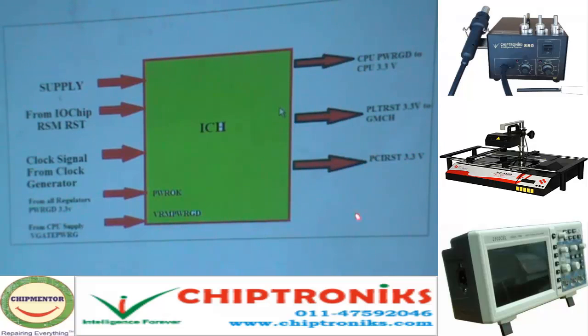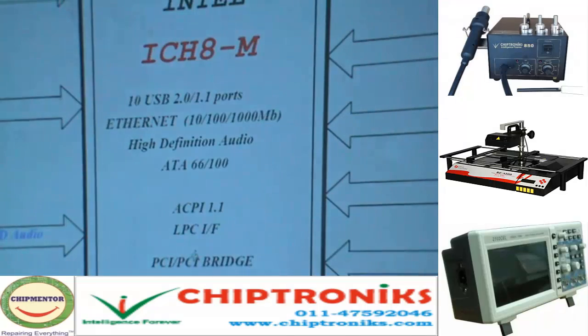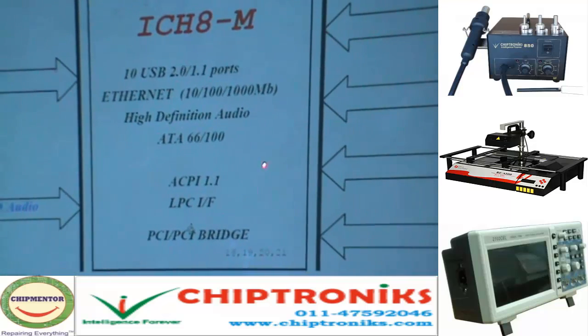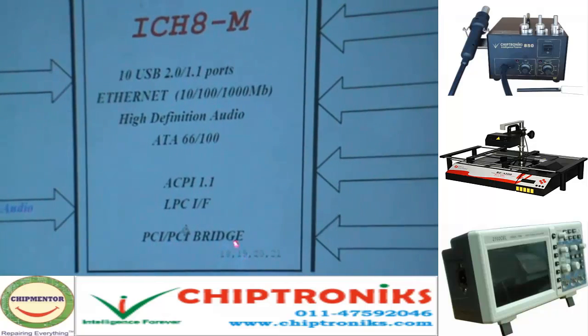How to measure these output signals, we'll see in the circuit diagram. So let's go back to our schematic diagram of DV2000. This is ICH 8. Similarly we'll have ICH 9, ICH 10, and later on PCH. Now the boards are coming up with PCH. So this ICH 8 is divided into 4 parts: 18, 19, 20, 21 in this schematic diagram. So let's start with 18.